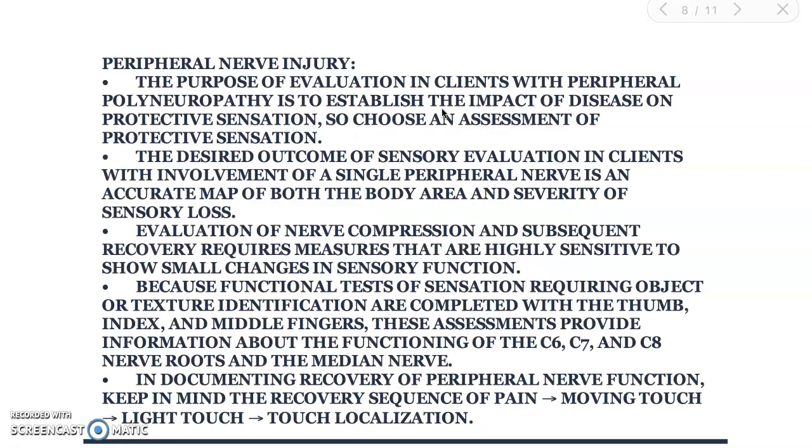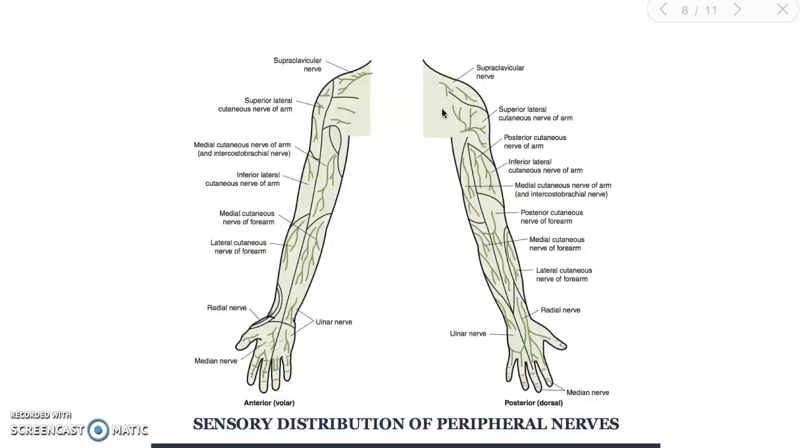For peripheral nerve injury, the purpose of evaluation in clients with peripheral polyneuropathy is to establish the impact of the disease on the protective sensation. So we want to choose an assessment of protective sensation. Because functional tests of sensation that require object or texture identification are completed with the thumb, index, and middle fingers, these assessments provide information about the functioning of C6 through C8 and the median nerve. So here's the sensory distribution of peripheral nerves.